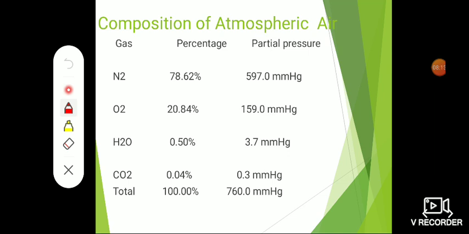Similarly, when you go down in the deep sea, the pressure goes on increasing. At sea level it is 1 atmosphere, at the deep sea it may be 2, 3, 4 atmospheres. So like this, this pressure goes on changing. So this is very, very important.